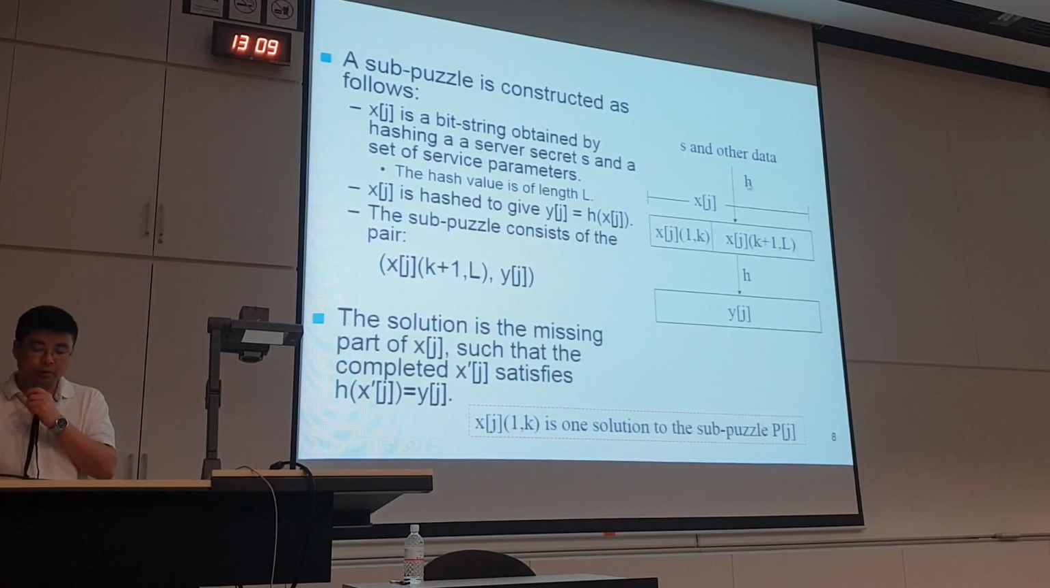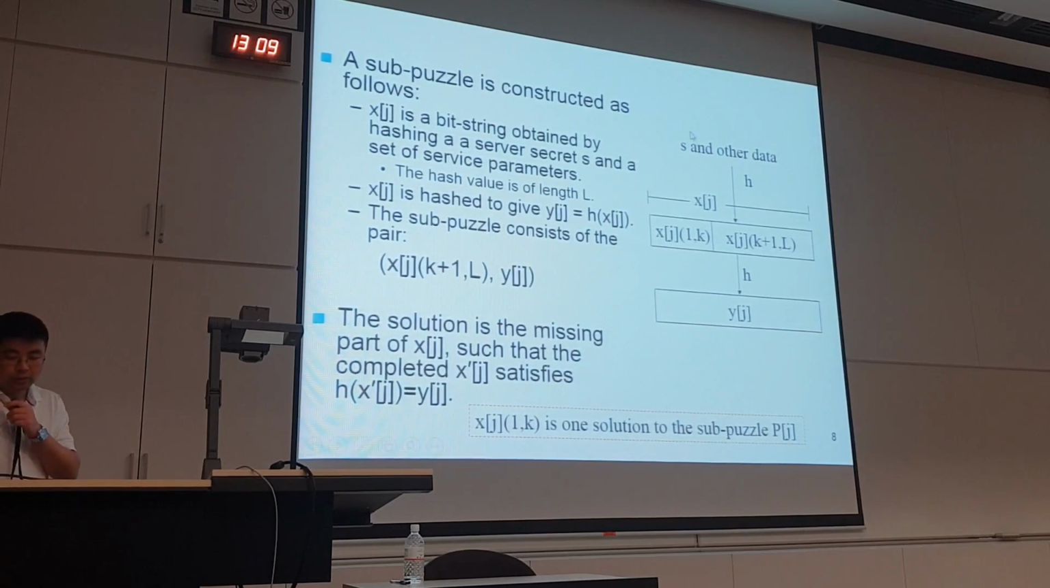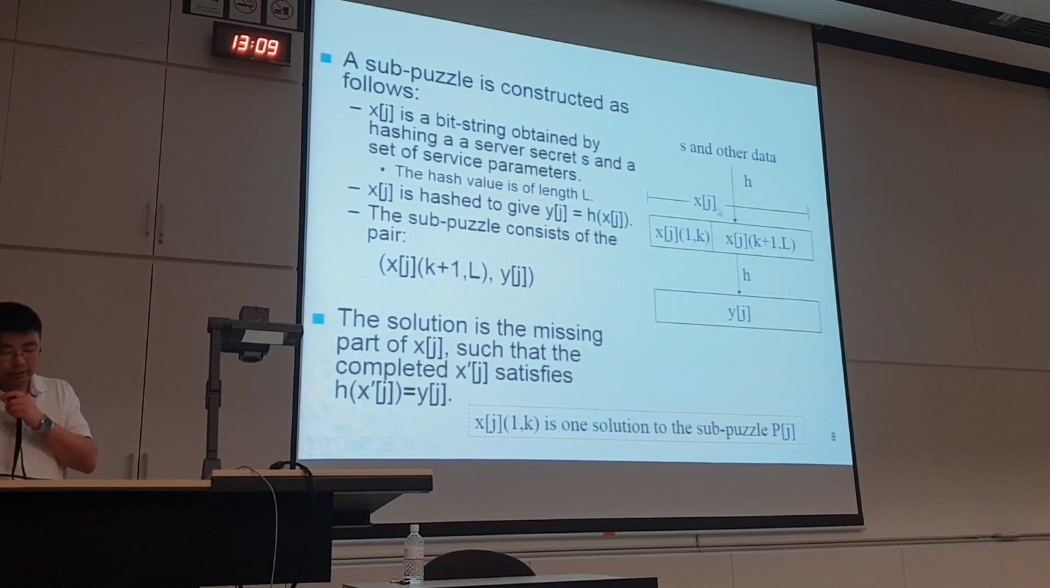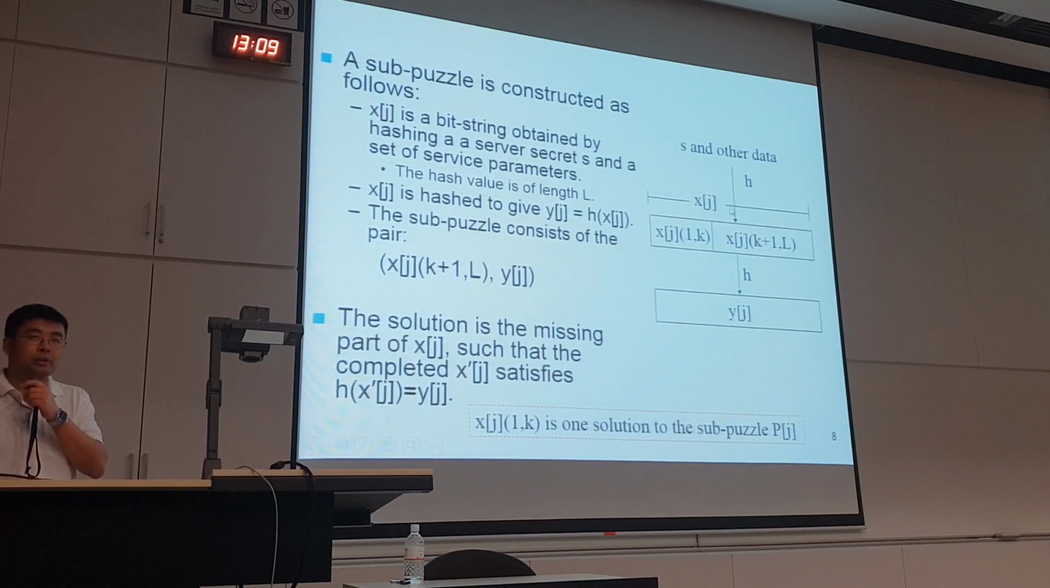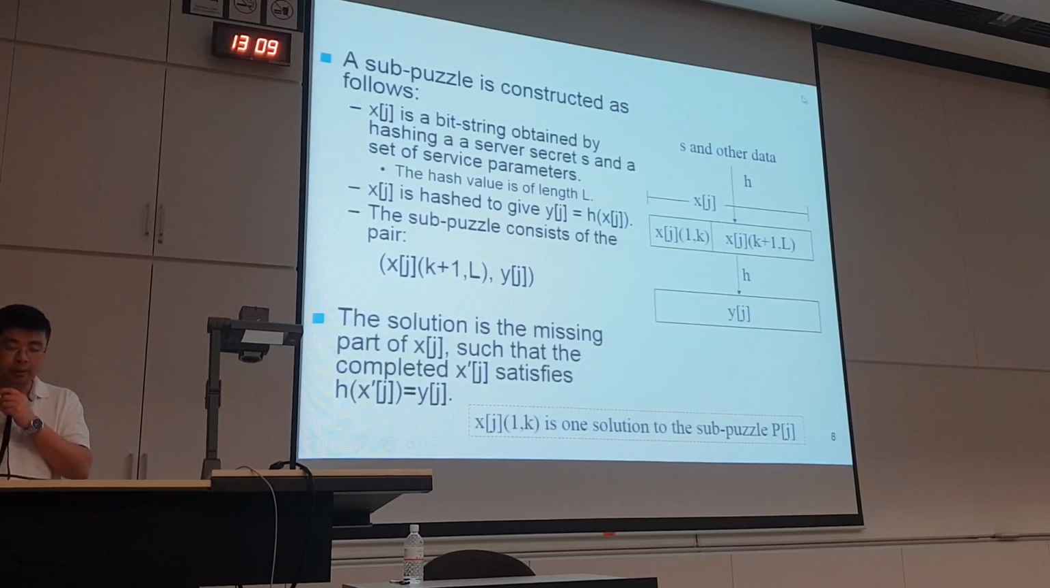Because hash is very quick, you can do hash very efficiently. So the generation of the client puzzle is very quick. The server just uses some secret, maybe a secret key, like a 128-bit secret key, and then some other data associated with the connection. You hash this input to generate X, and then you hash this X again, you get Y. J here means this is the J-th subpuzzle. But if you only have one client puzzle, then you can ignore the J here. J is to indicate, if you have a set of subpuzzles, that this is the J-th subpuzzle.